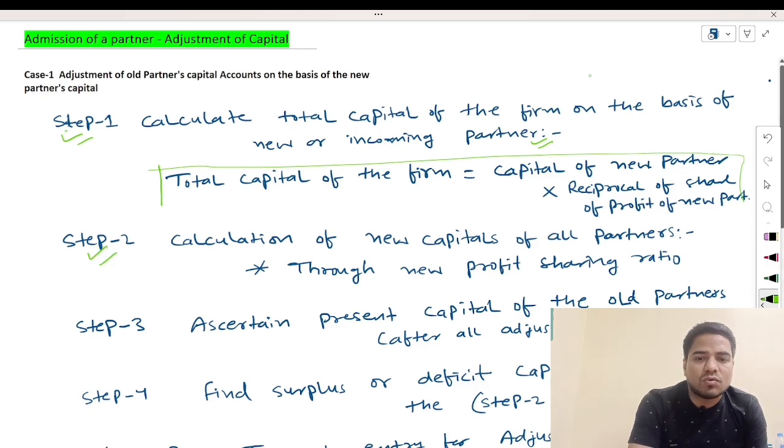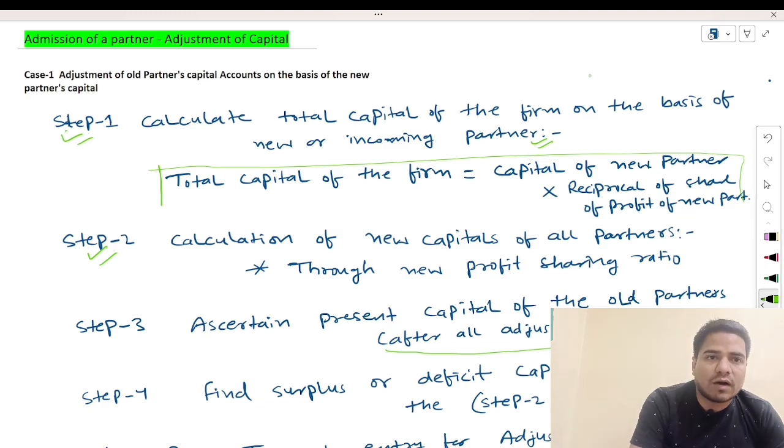In the third step, you have to ascertain the present capital of old partners after all adjustments. It means when you are preparing your partners' capital account, after transferring the old capital of the partners, then revaluation profit or loss, then premium for goodwill, and if there is any reserve, then the reserve amount, all these things you will provide as it is. After that, you will calculate the balancing figure. This will be the adjusted capital of the old partner.